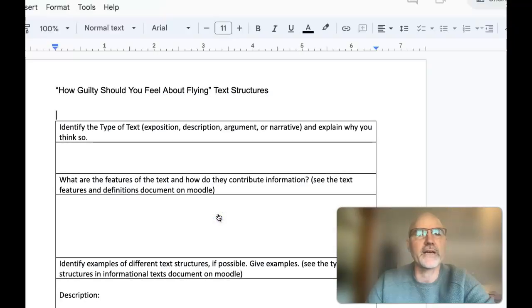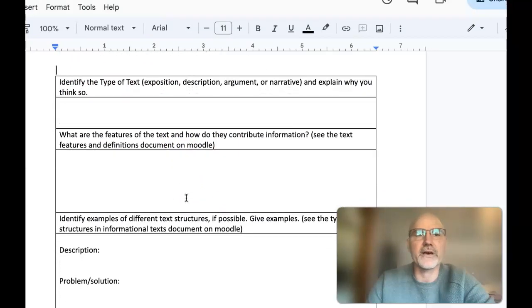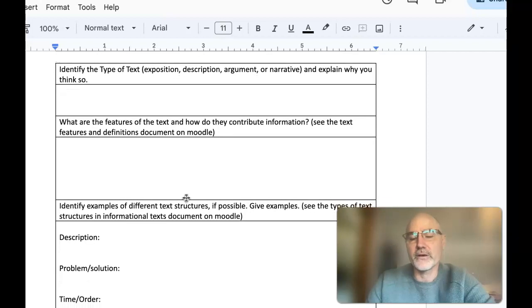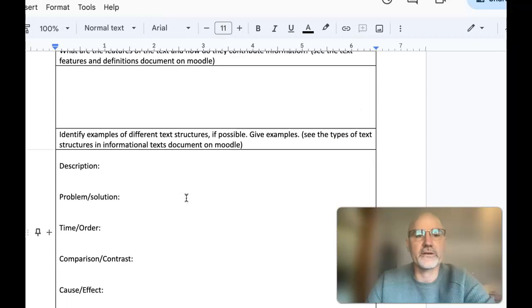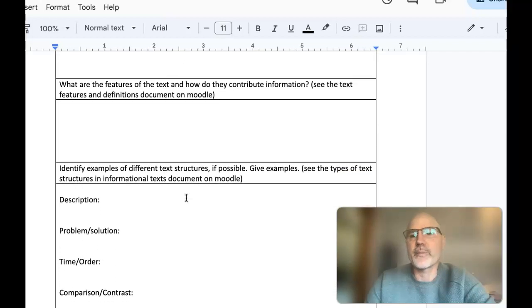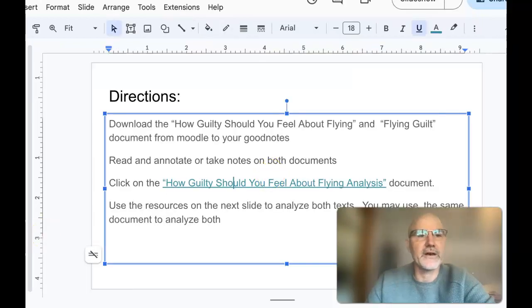Remember, on the last video it said that it was labeled for this assignment at the top. This is going to be an assessment, so this is something that you do want to complete and turn in, because it will be a part of your grade. You're going to use these to analyze the How Guilty Should You Feel About Flying text, and then you're going to read the other one, and we'll go back to those directions in a second.